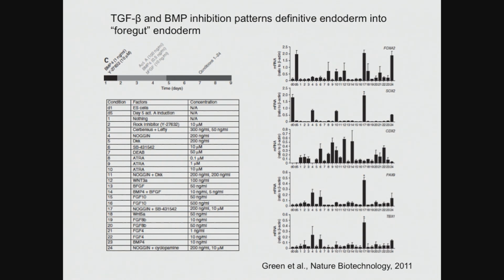So they did this screen, and their readout was, we're looking for something that induces FOXA2, induces SOX2, suppresses CDX2, induces PAX9, and induces TBX1. And as you can see, there's one standout condition here, condition 17, which was a combination of TGF-beta inhibition and BMP4 inhibition. That seemed to be the combination that resulted in an anterior foregut-like population, and that's borne out to be true. Now when you take those cells and you add your WNTs, your BMP4s, your retinoic acids, those cells are clearly competent to become lung.